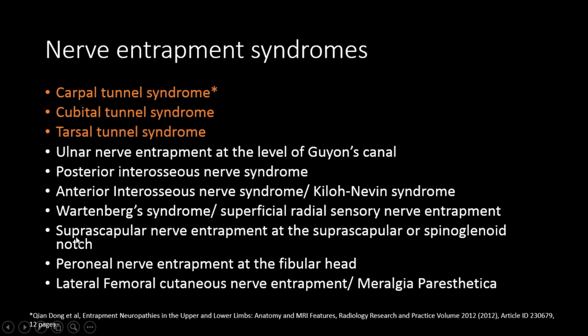So the suprascapular nerve can be entrapped at the suprascapular notch or spinoglenoid notch. These are the two areas where the suprascapular nerve can get entrapped. Followed by peroneal nerve entrapment or common fibular nerve entrapment at the fibular head or lateral knee. And the last is lateral femoral cutaneous nerve entrapment. Another name for it is meralgia paresthetica.